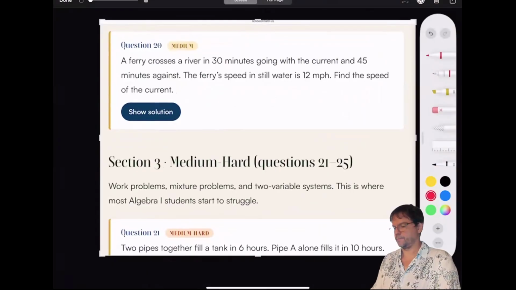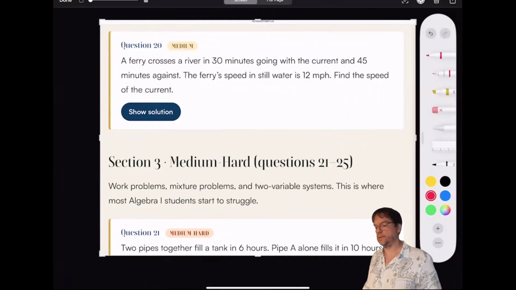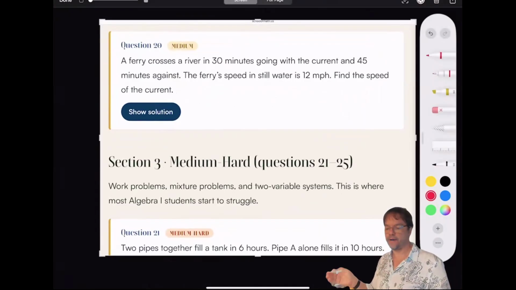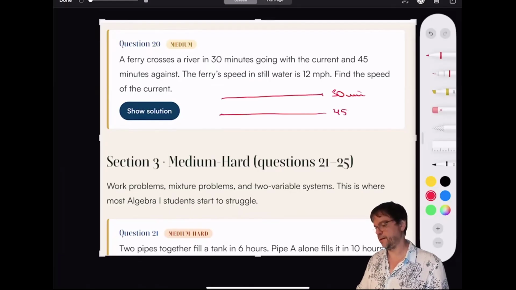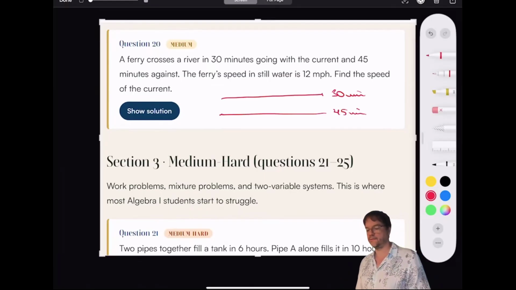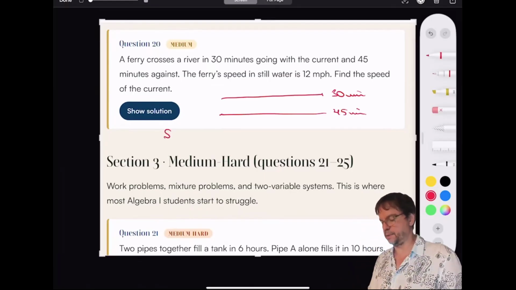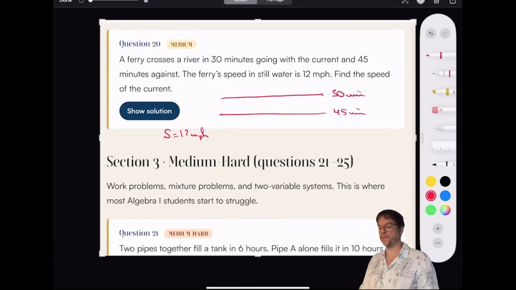Okay. A ferry crosses a river in 30 minutes going with a current and 45 minutes against. Is that okay? Yep. So going with the current is 30 minutes. Against is 45 minutes. The ferry speed in still water is 12. So the speed is 12 miles per hour. Find the speed of the current.